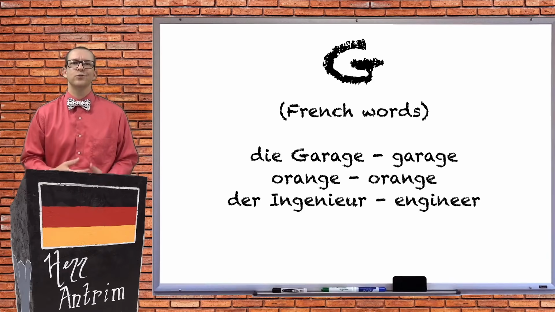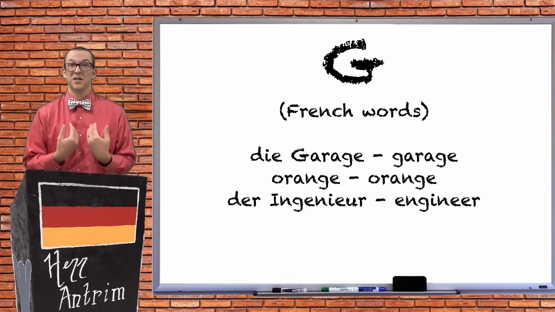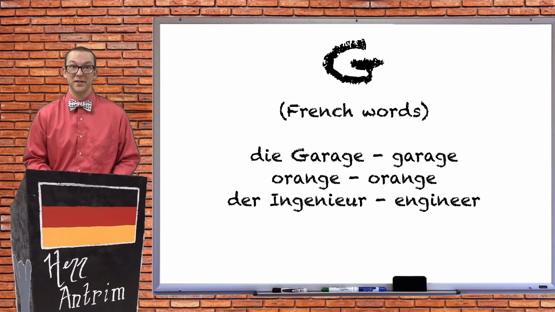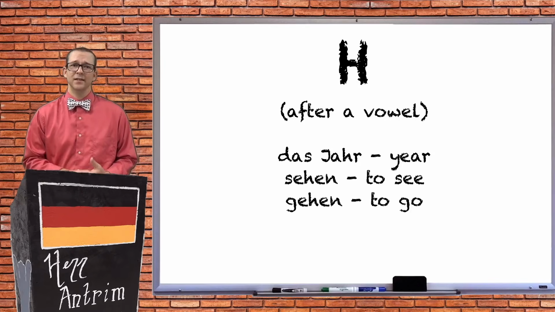The letter G can also sound French when it's used in a word that has French origin. This may be the most difficult category to identify as I personally don't know which words come from the French. In fact, some of the words that are on my example list I had no idea they were French until I started researching this video. Garage, Orange, Ingenieur.